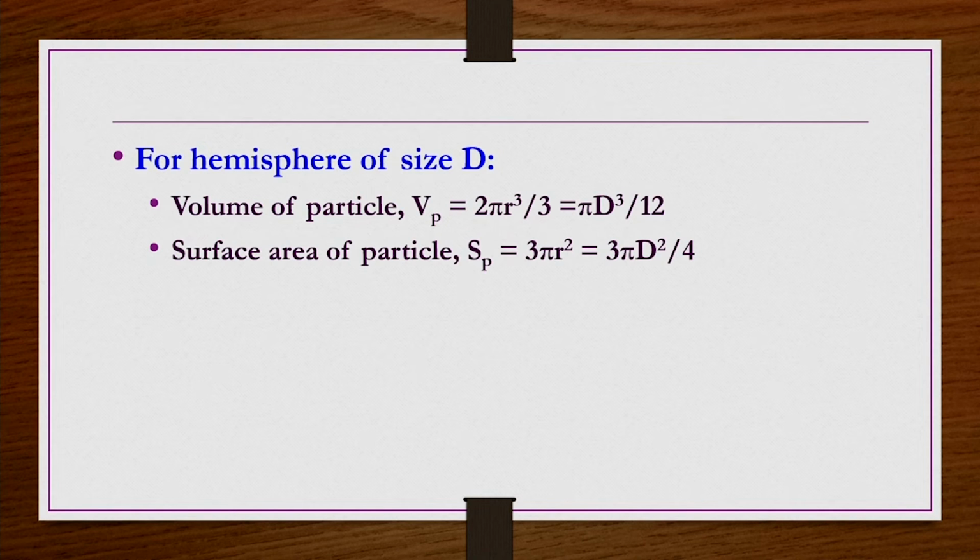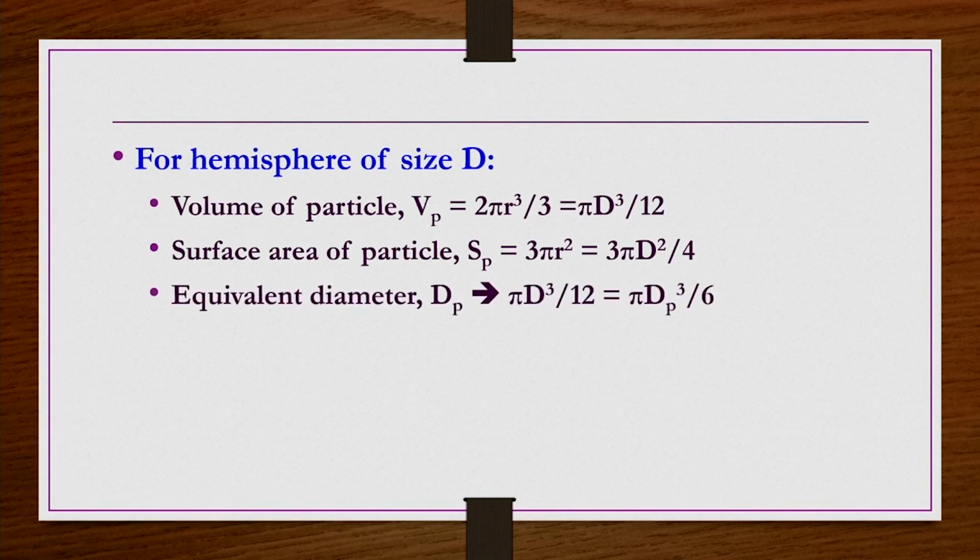So, its equivalent diameter, how to find out? If you equate the volume of this hemispherical particle to the volume of a spherical particle of size dp, that is pi dp cube by 6, then pi d cube by 12 should be equated to pi dp cube by 6, and from here the equivalent diameter dp you get as 0.7937 d.